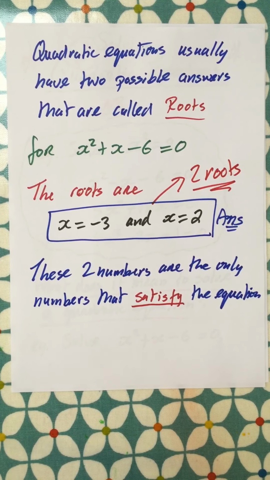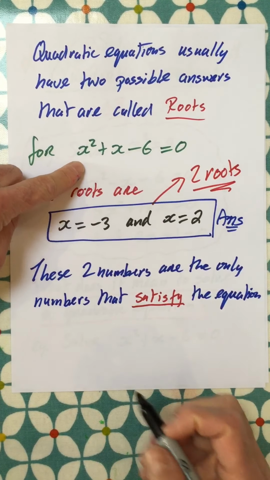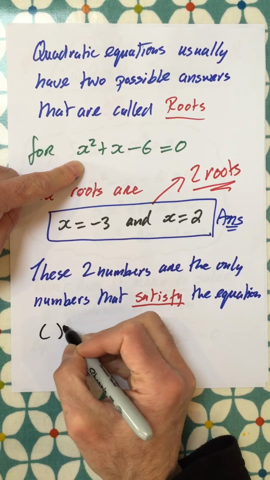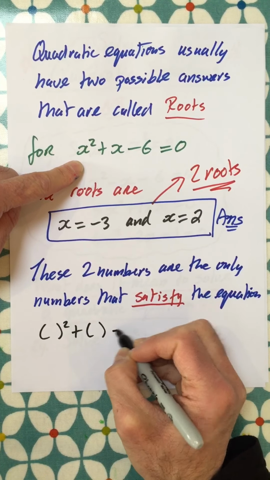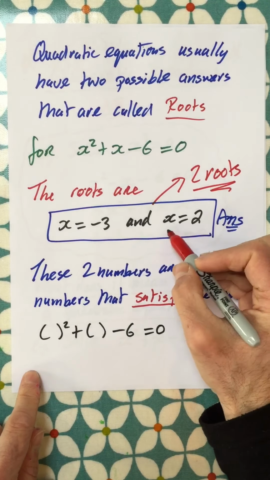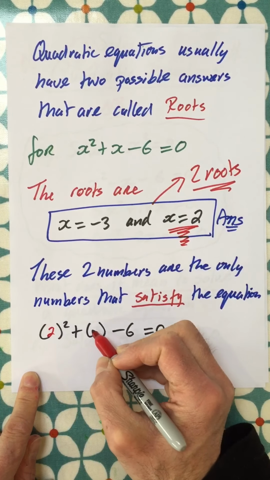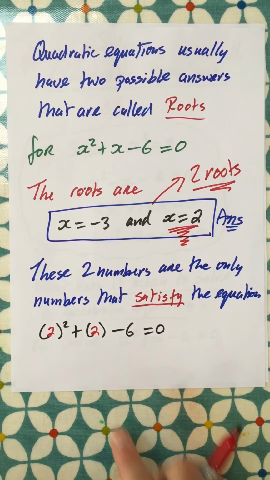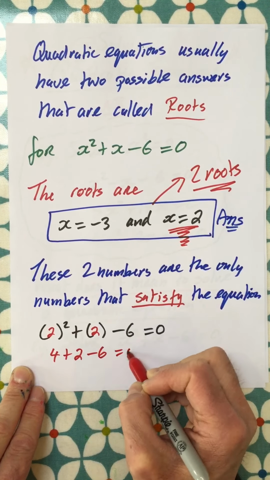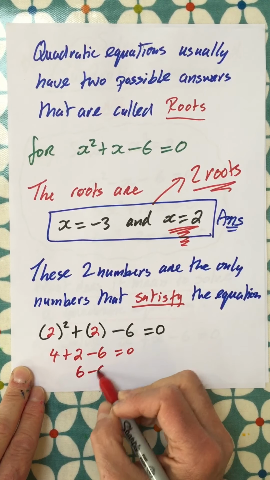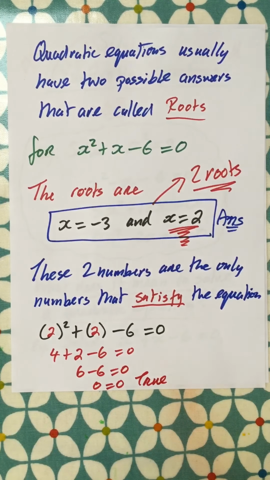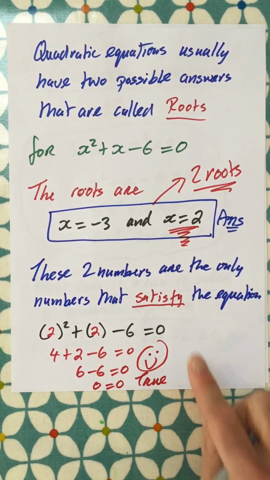I'll demonstrate this now. If I start with the 2 first of all, let's see if 2 works. So instead of x squared plus x minus 6 equals 0, I'm going to put an empty bracket squared plus an empty bracket minus 6 equals 0. And I'm going to try putting in the number 2. I'm going to test this solution. If I put a 2 in here and a 2 in here instead of the x's, let's see if it works out. 2 squared would be 4. Plus 2 is 2 minus 6 equals 0. 4 plus 2 is 6. And 6 take away 6 is 0. So you can see that this is true. So the equation is satisfied.